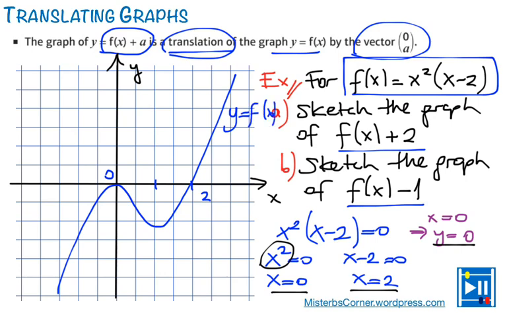Now, I'm going to draw the graph of f of x plus 2 like this. Just because there's an addition outside the function, it's going to be 2 units up. So my new double root will be here, and my other root moves 2 units up as well. I'm literally moving this graph up 2 units, so it's going to be something like this.